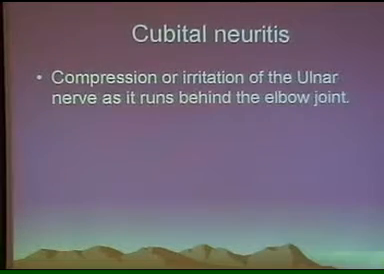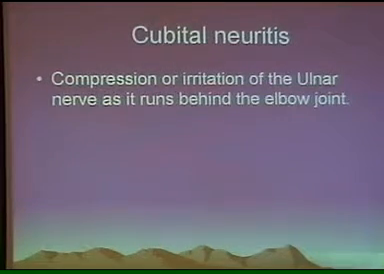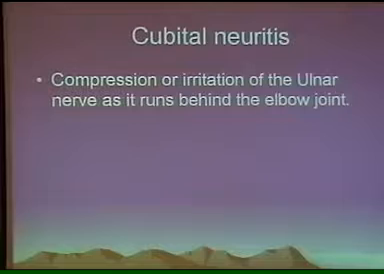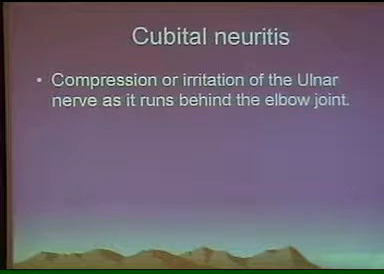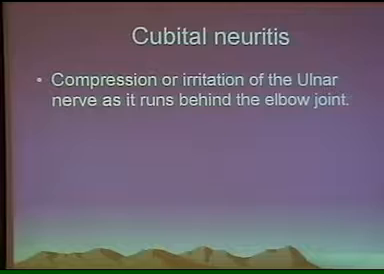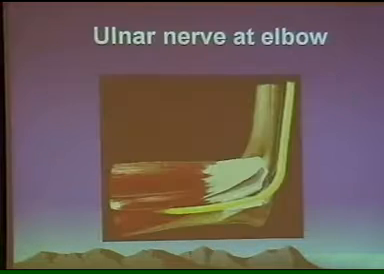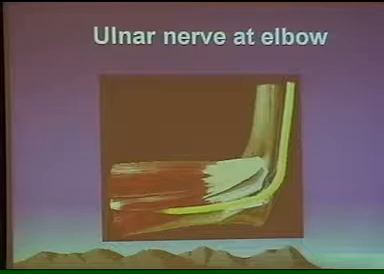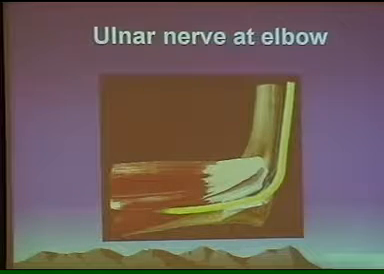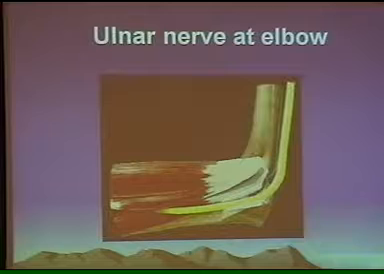Then the next common problem which I mentioned is cubital neuritis. It is normally a compression or irritation of the ulnar nerve, and we occasionally see median nerve entrapment at this area as well. If we look at the anatomy, the ulnar nerve passes behind through a fibro-osseous tunnel.